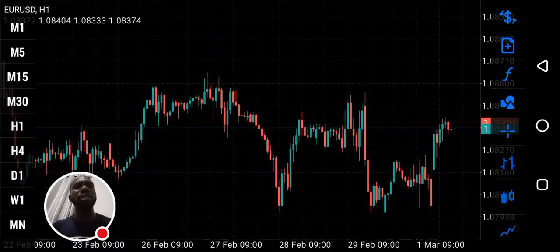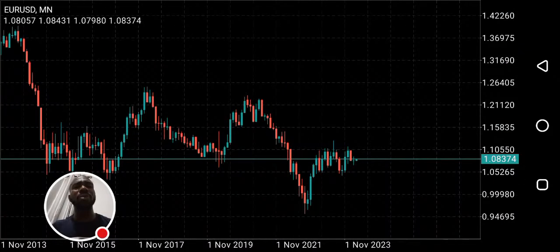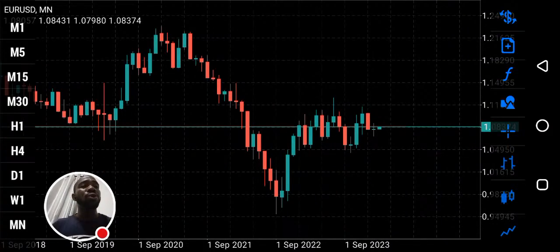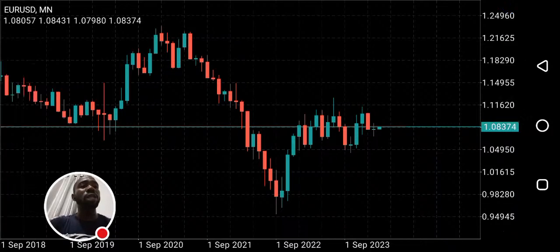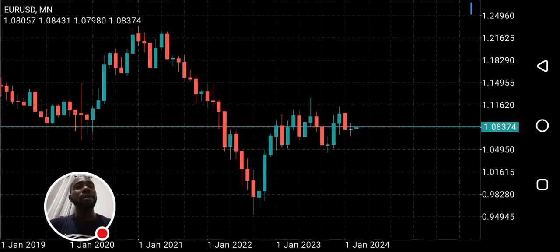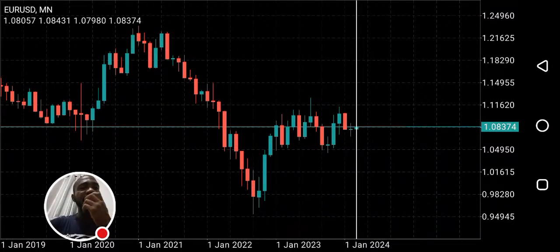Okay, so let's start with the monthly time frame, and that's because the monthly candle just closed and a new one just opened. So we need to see how last month's candle closed. You can see last month's candle closed what? As a doji, right? It closed as a doji.